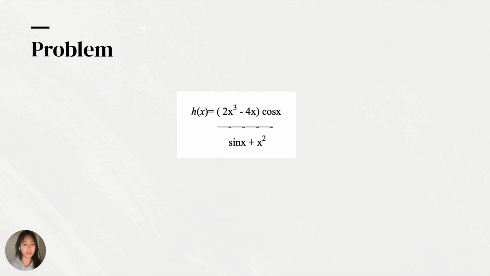the bottom function. But in the numerator, we also have the product rule, and we know that because there's a function being multiplied by another function. So let's address that real quick.